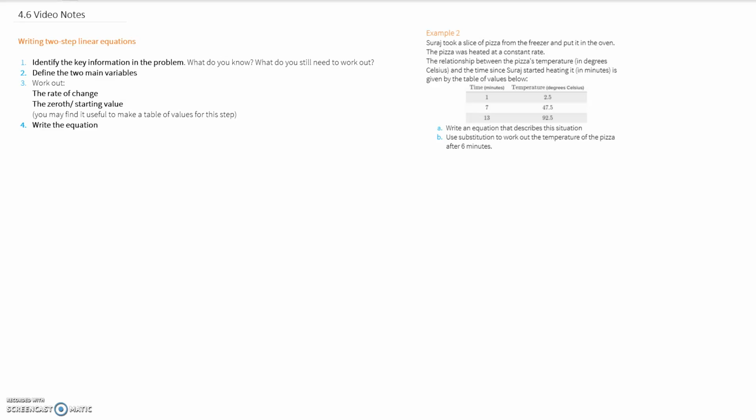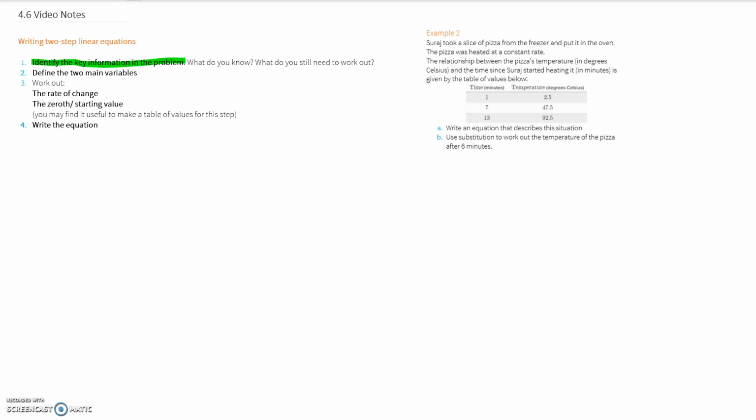The relationship between the pizza's temperature in degrees Celsius and the time since Siraj started heating it in minutes is given by the table below. So we've been given a table, but you might notice that some of the numbers in the gaps are actually missing. So we're going to need to fill those gaps in a little bit. And it says write an equation that describes this situation. So let's try and write that.